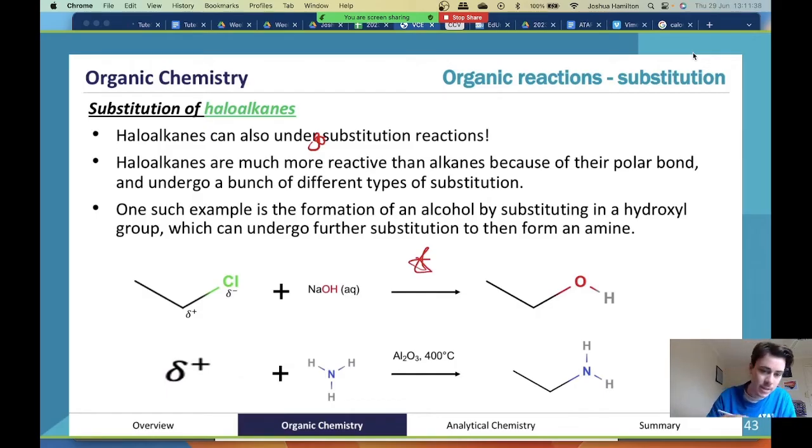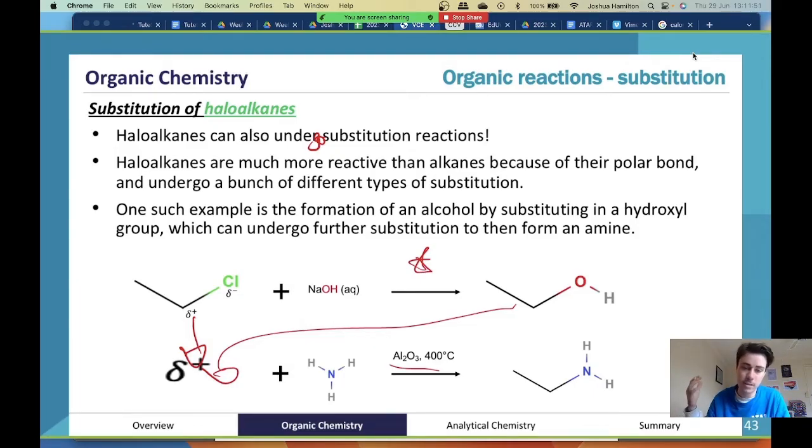As you can see here, when you want to add in, so it's meant to be this one down here, sorry, I don't know why, or this one down here. If you want to add in an NH3, it is a little bit different. You do need some catalysts, and as you can see there, it's Al2O3 and 400 degrees Celsius.